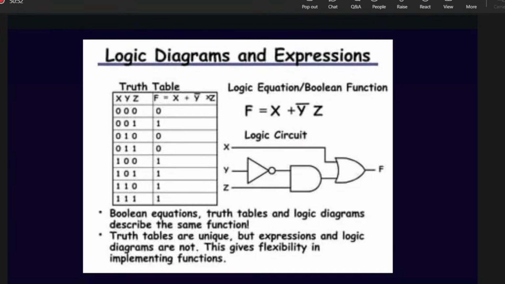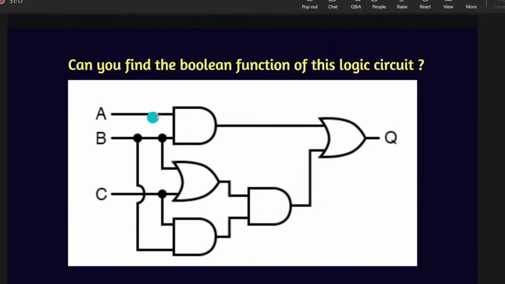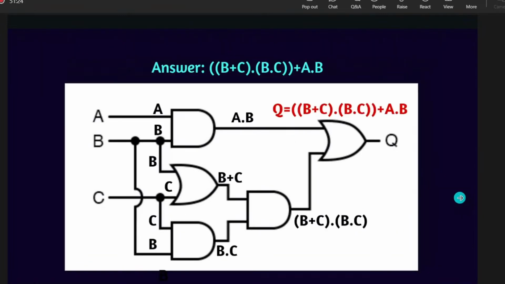Truth tables are unique, but expressions and logic diagrams are not. This gives flexibility in implementing functions. As we will see further, the same output can have multiple expressions, and those expressions need not always be the same. This question, I will come back to it if I have time. If I don't, then we will proceed further.